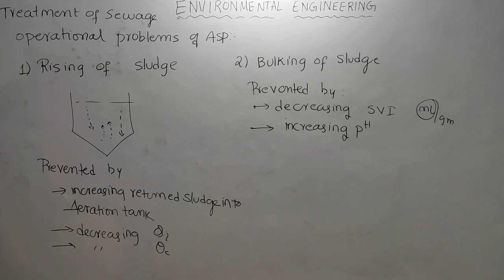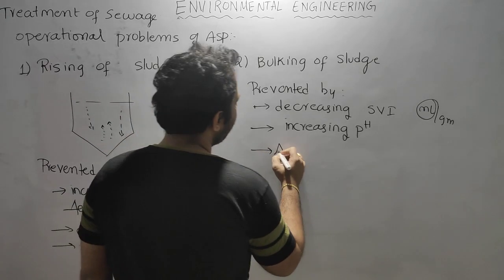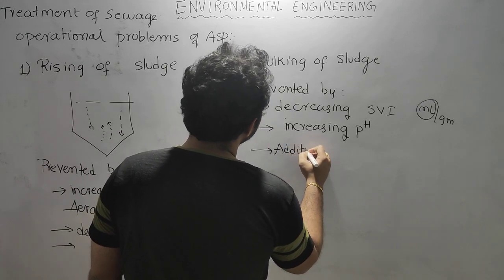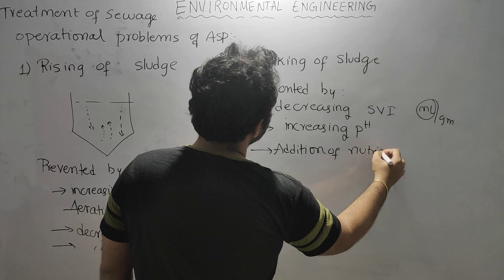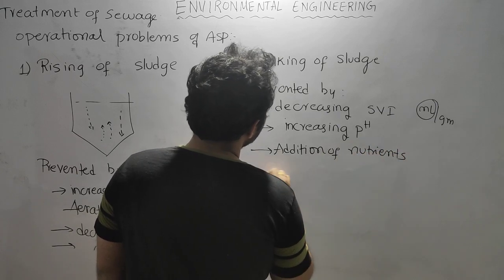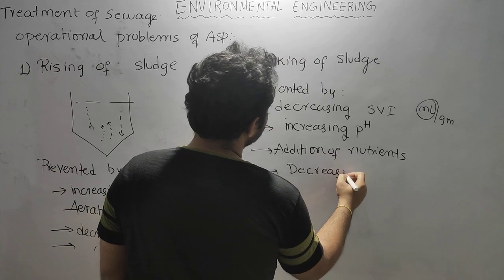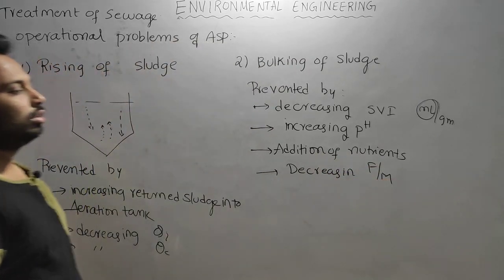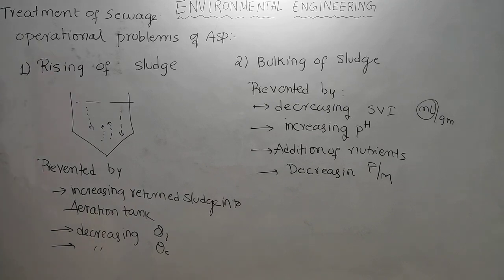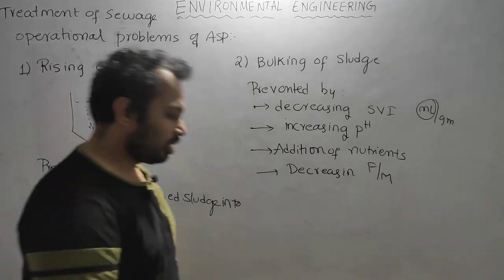Other things are also there: addition of nutrients, and decreasing the food to microorganisms ratio. So these are some preventive measures that we can take to reduce the bulking of sludge. So this is all about the activated sludge process.